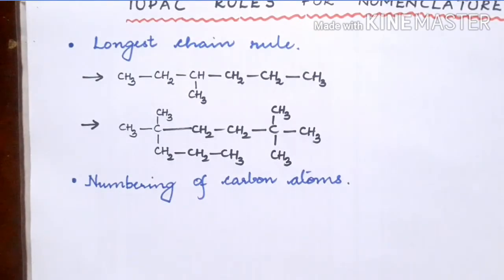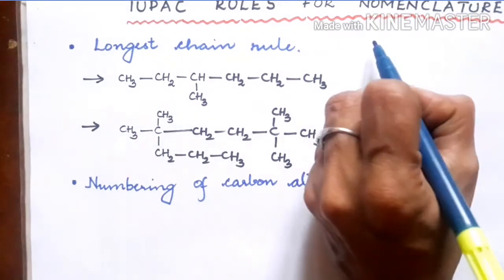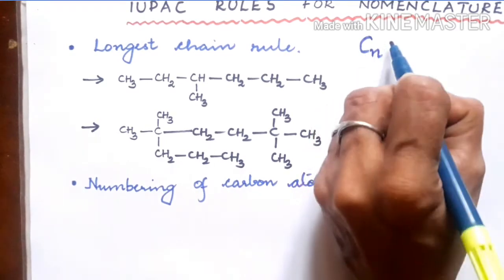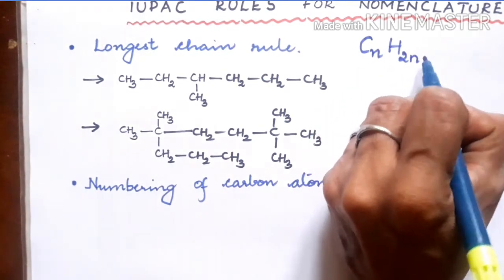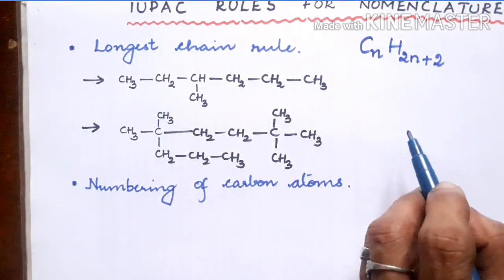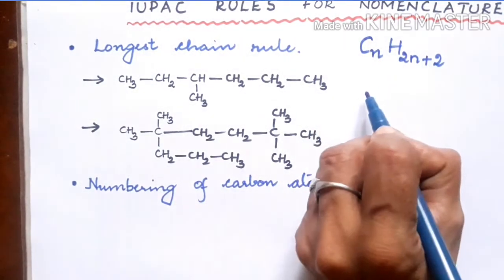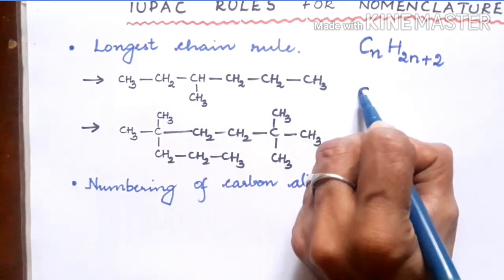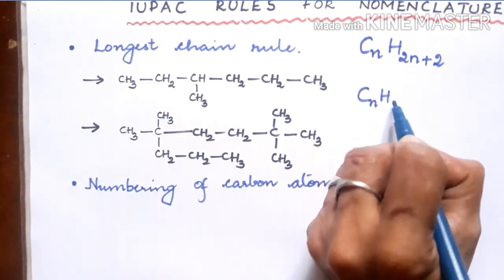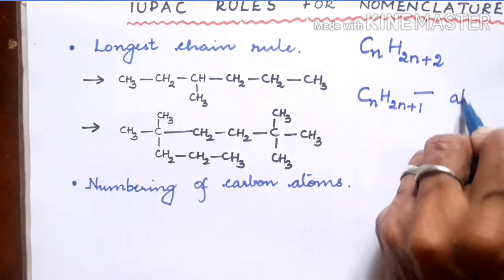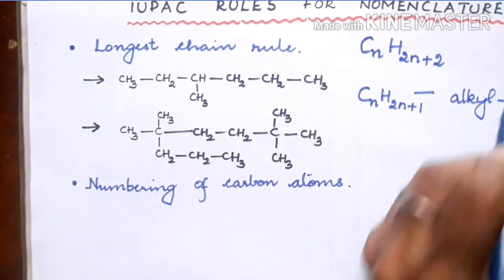First thing you should understand about aliphatic hydrocarbons is that they are saturated, meaning they follow the formula CnH2n+2. And the name should end with ANE. And if we have some groups attached to it as side chains, it will have the formula CnH2n+1. And this will be named as alkyl groups.